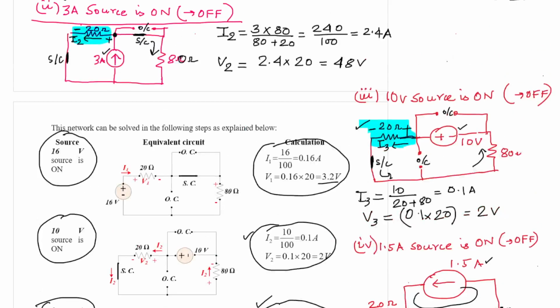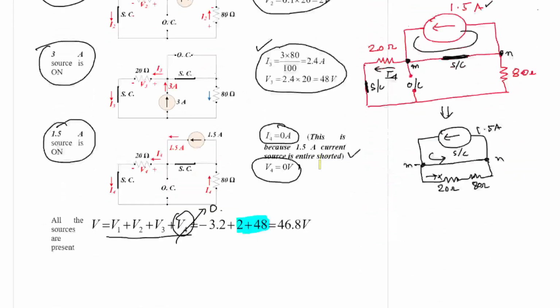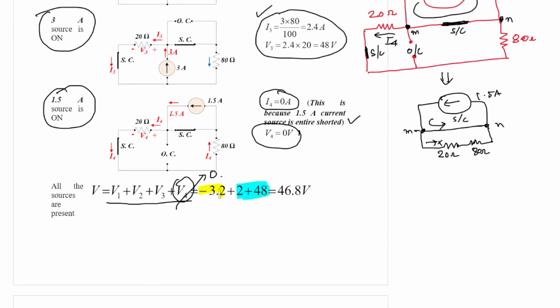And with respect to this, this 3.2 volt is a subtractive one, right? Due to that reason, in the final expression it is written minus 3.2. So if you solve this, you will get the voltage across the 20 ohm resistance as 46.8 volt, considering all the sources.